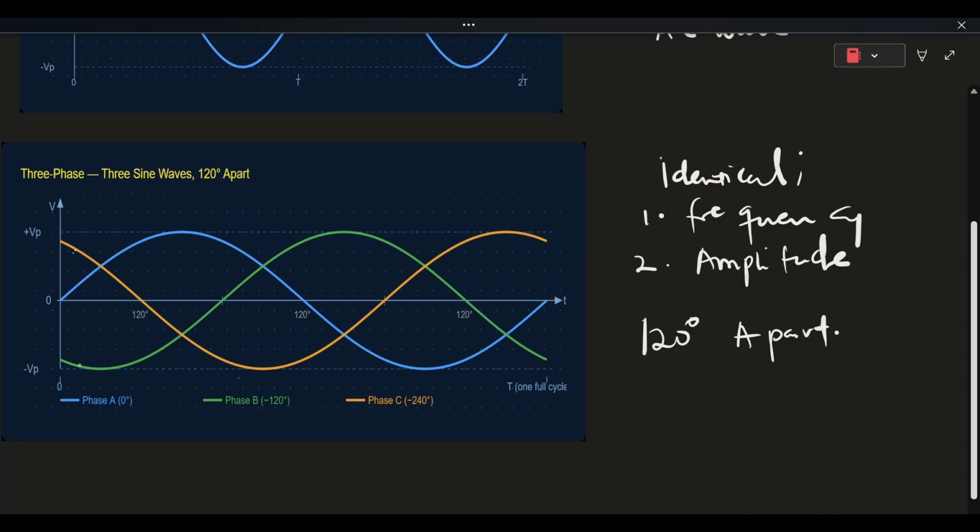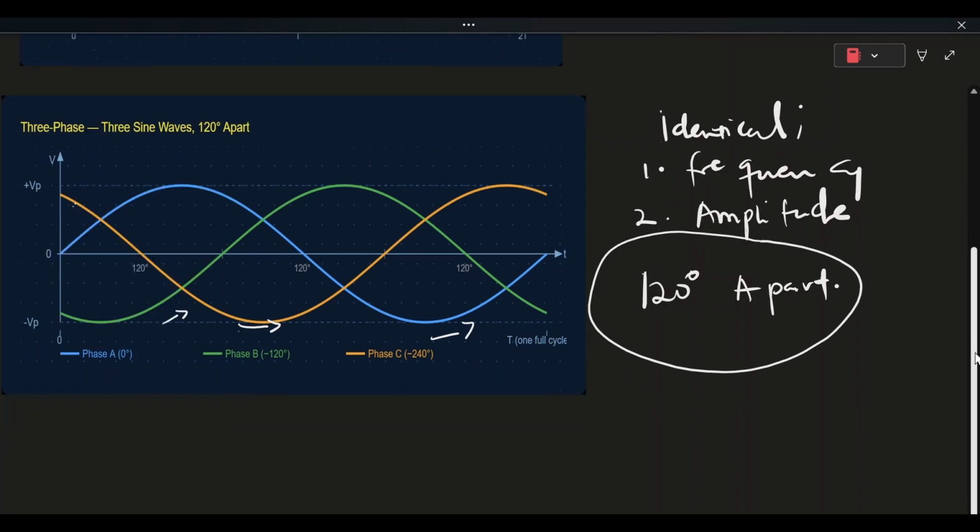So simply, as you can see here, you have a single phase, phase A, you have another phase B, and another phase C. These individual phases are combined together to give us three-phase power. But remember keenly, these phases are separated at an angle of 120 degrees apart.